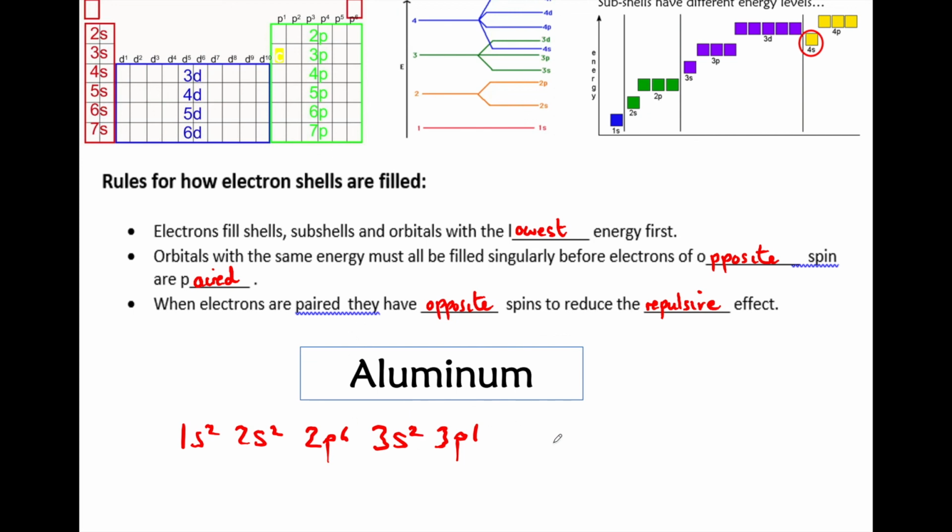So if you had to do aluminium ion, remember aluminium's a metal, so it will lose 3 electrons. So it will lose those 3 electrons, so it will again have the same configuration as neon. So you'll just take off those outer electrons in the third shell, and so it will be 1s2, 2s2, 2p6.